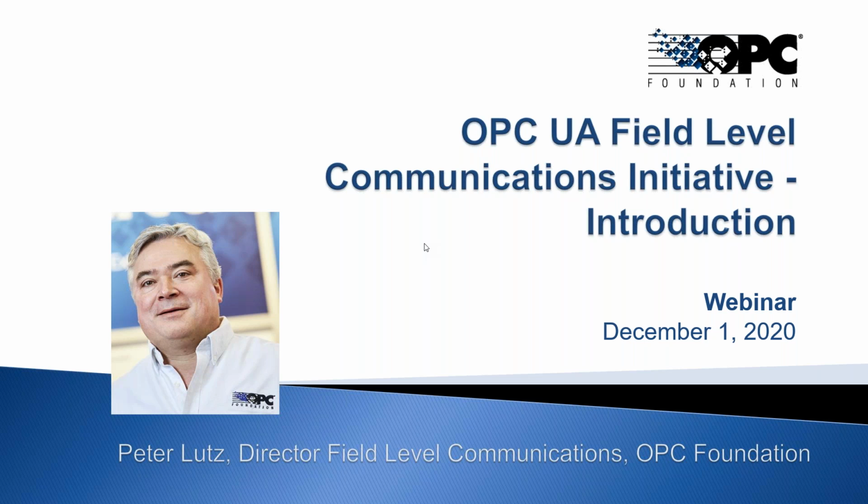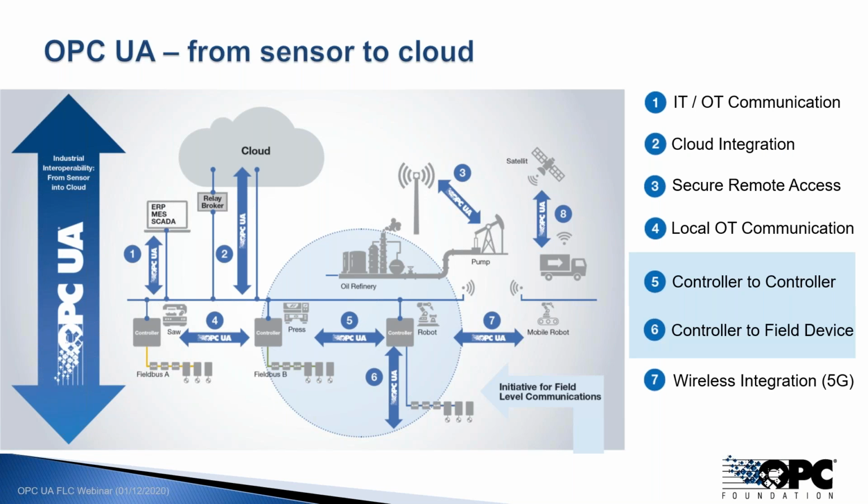Okay, with that, I want to dive into the slides I prepared. First of all, I want to talk a little bit about the use cases that Field Level Communications is working on and is adding to the existing use cases where OPC UA is used today. So you see here with the numbers 1 to 4, the use cases OPC UA is covering today: IT/OT communication, cloud integration, secure remote access, but also local OT communication.